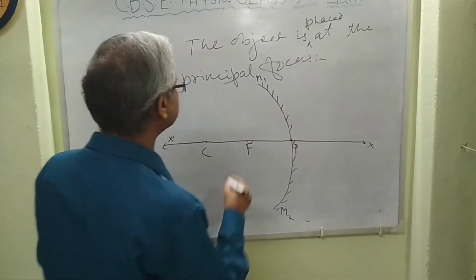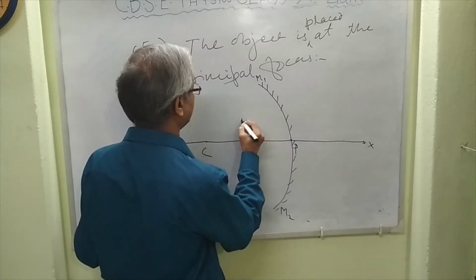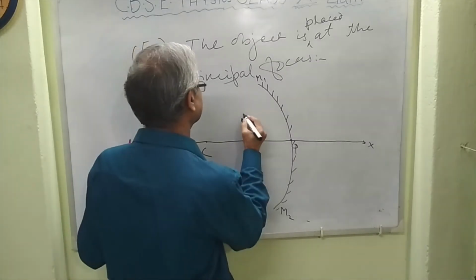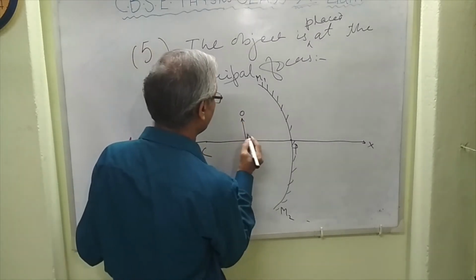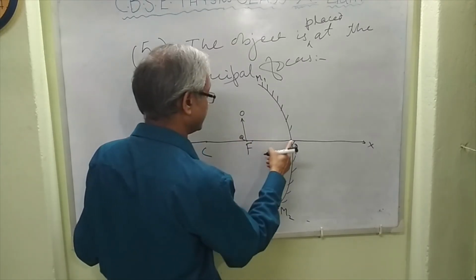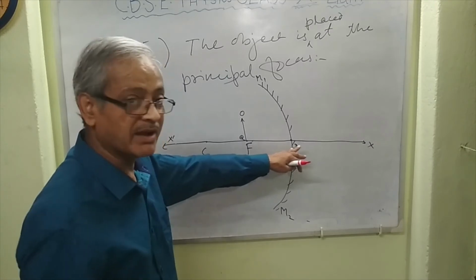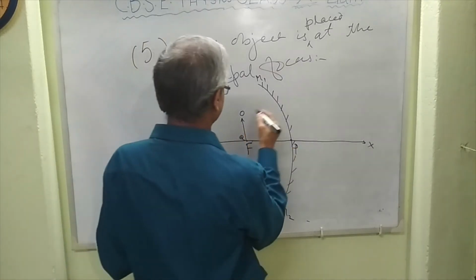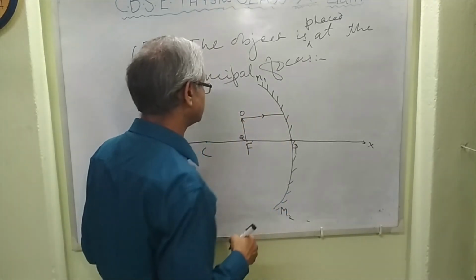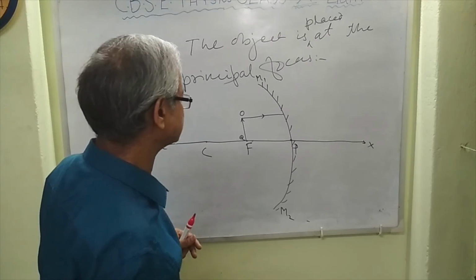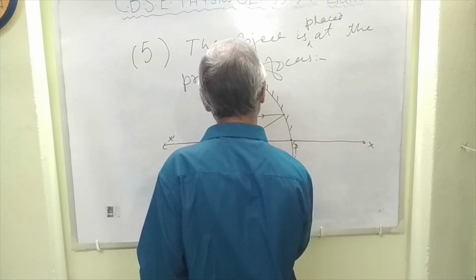The object is situated at the focus, that is OF, or we may write OQ, not OP. OP is already denoted by P. The pole is denoted by P. So here, if a ray of light is incident from the top point O of the object OQ parallel to the principal axis, then after reflection it must pass through the focus.